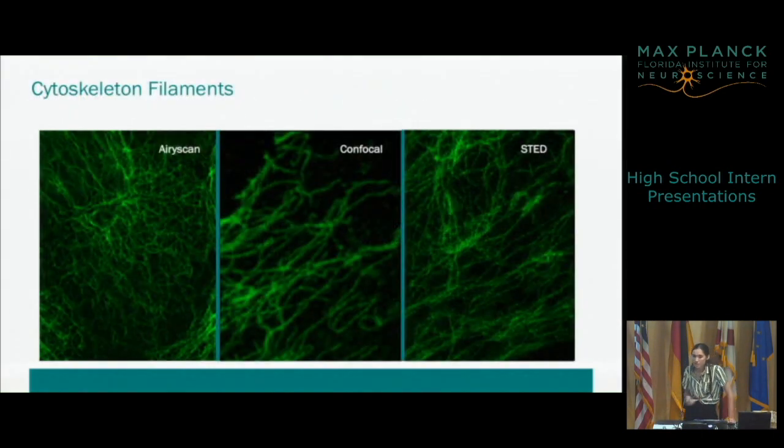The first of our samples was cytoskeletal filaments. Here we're using a green dye called Alexa Fluor 488. We see here with the STED and the confocal that we do have a lot of detail. We can see the branches of the cytoskeleton begin to wrap around and give structure to the cell.